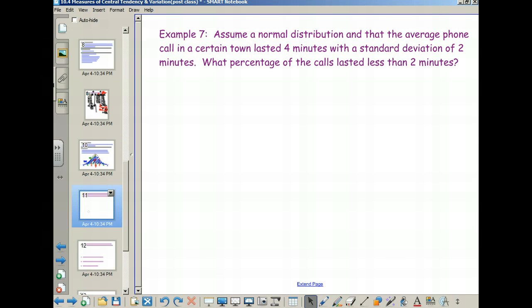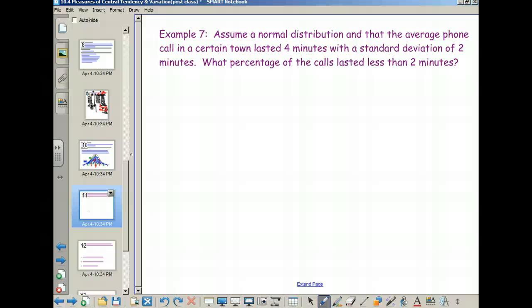Okay, so we're going to assume a normal distribution. The average phone call in a certain town lasts 4 minutes. The standard deviation is 2. What percentage of the calls lasted less than 2 minutes? Now, I'll tell you what I tell my contemporary math students. Whenever you're dealing with normal curves, I expect you to draw them. Pictures typically, not always, but typically make them really easy to work with. Draw the picture, you're going to see what you're supposed to do. Then I don't have to give you formulas. I don't have anything for you to memorize.